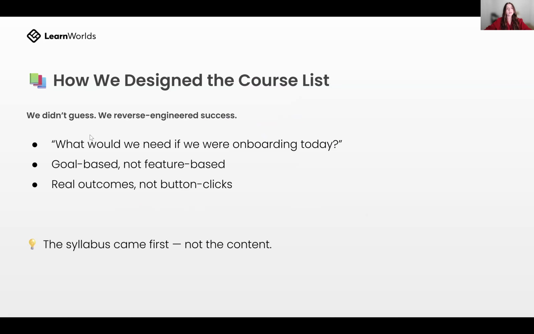So we thought, okay, if I was a new customer, if I was a person just starting, what would I expect in my onboarding? What would I expect to see, right? So we wanted to make the list of the courses more goal-based, goal-oriented, not feature-oriented, because we wanted real outcomes and not just clickbait, not just buttons that someone would click. So yeah, the syllabus, the course list came first. We worked on that, and then we worried about the content.